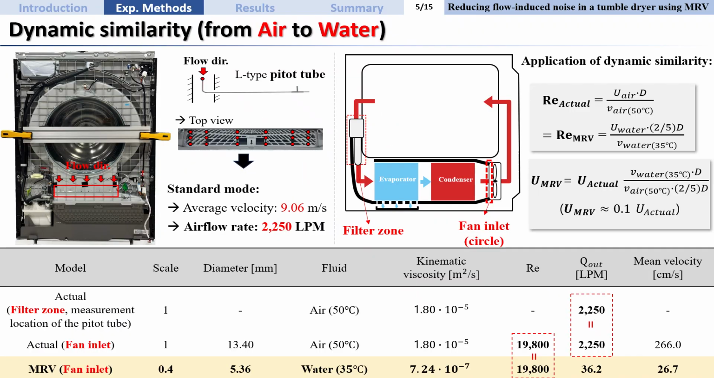To perform the MRV measurements, we measure the airflow rate and apply the dynamic similarity from air to water. And we used the 0.4 scaled model and conducted the experiment at the target Reynolds number of 19,800 based on the fan inlet.